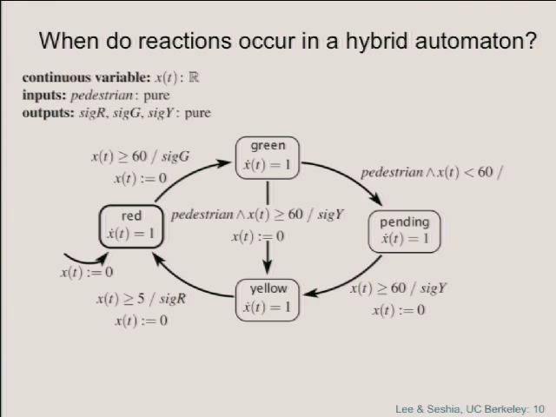So if you had a transition out of here that was simply enabled by pedestrian being absent, how long would you spend in the green state? If I had a transition out from here that was enabled by just the absence of pedestrian.